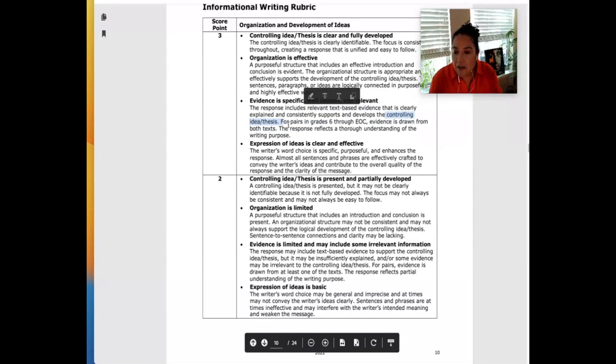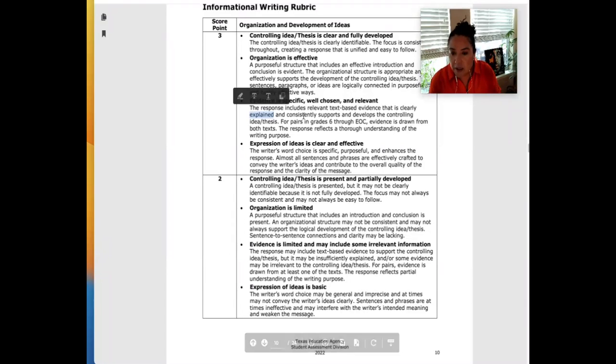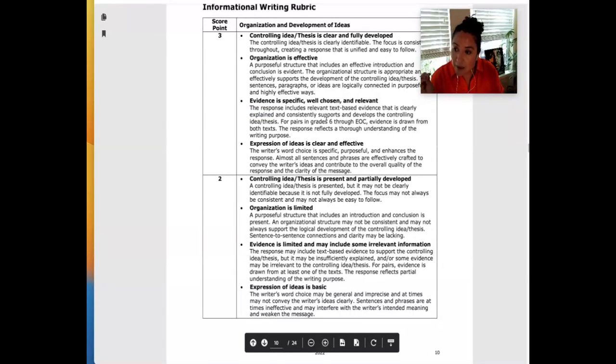And then another thing that we must keep in mind is that TEA is asking that all the evidence be explained, right? And that the evidence and the explanation both clearly support and develop the controlling idea or thesis. This is why we have so strongly suggested that we keep the reasoning part in CER writing there and ask students to continue to write reasoning. Yes, it's not necessary for the short constructed response as far as scoring goes, but it is this kind of nuanced skill that students need a lot of practice with, and it's an expectation on the extended constructed response essay.